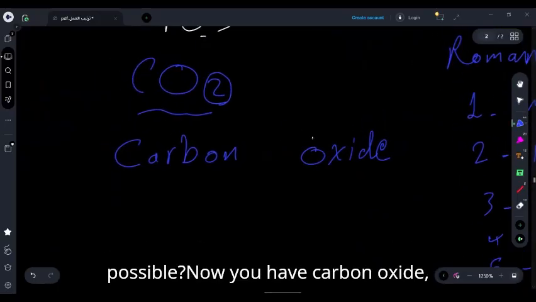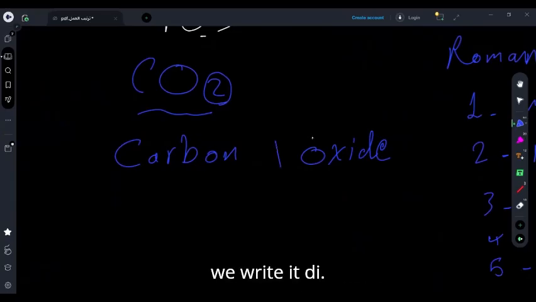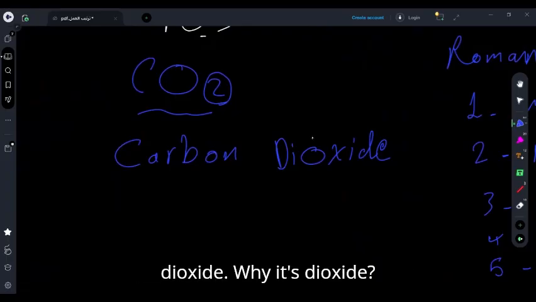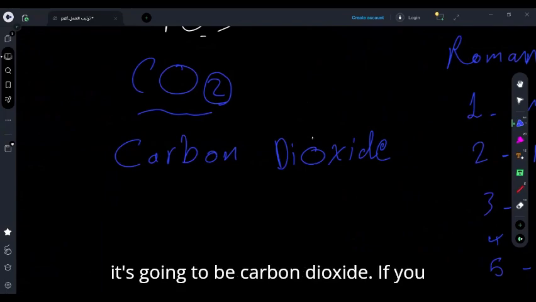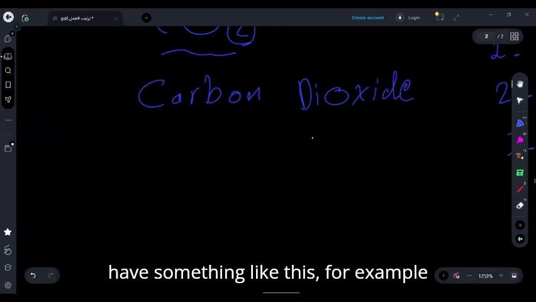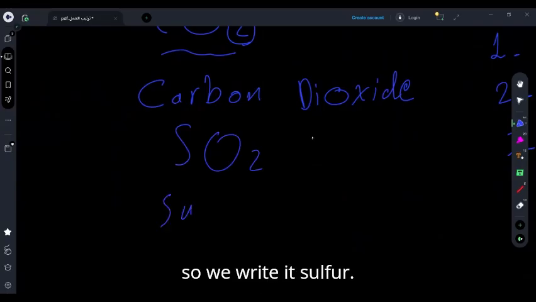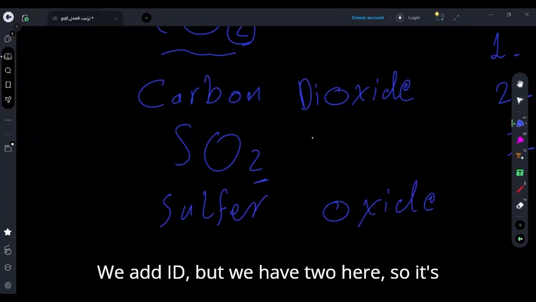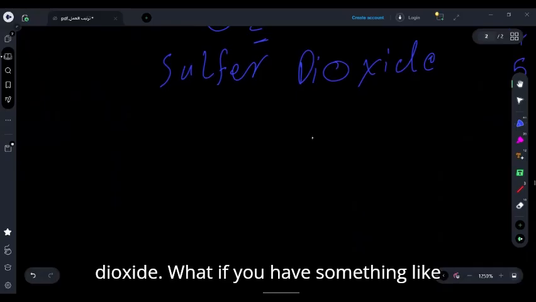Now, you have carbon oxide. You have 2 beside the carbon, right? So we write dioxide. So it's going to be carbon dioxide. Why is it dioxide? Because we have 2 beside the oxygen, so we pronounce it in the covalent one. If you have something like SO2, S is for sulfur, so we write sulfur. O for oxygen, we write oxide, we add IDE, but we have 2 here, so it's going to be dioxide. Sulfur dioxide.